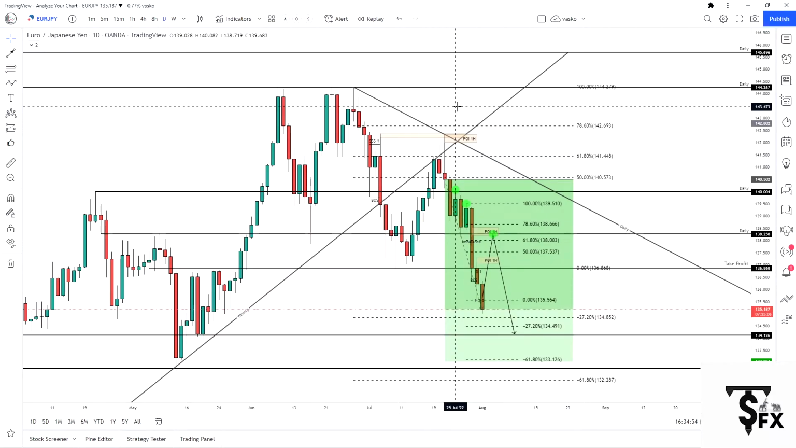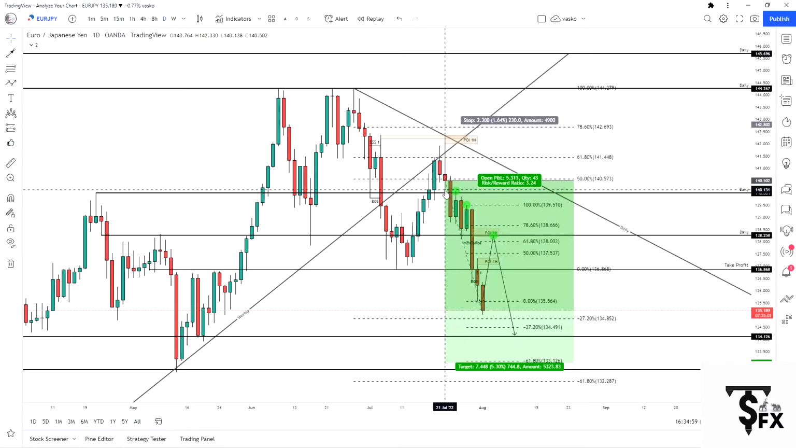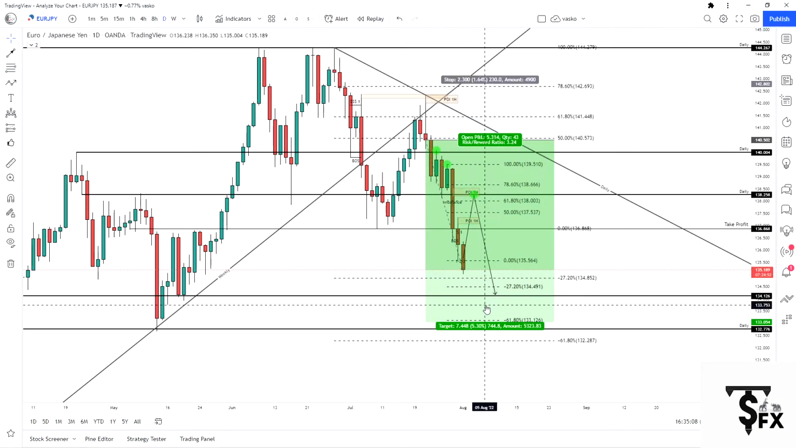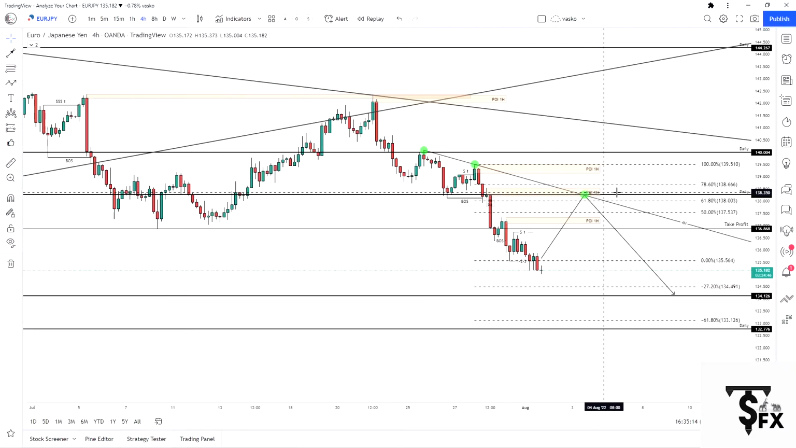Euro to Japanese yen. As we said last week, here we enter a short position and the price reached our first take profit. Now we're gonna protect our deal and wait for the price to hit our second take profit. But before that, let's move to 4-hour chart.